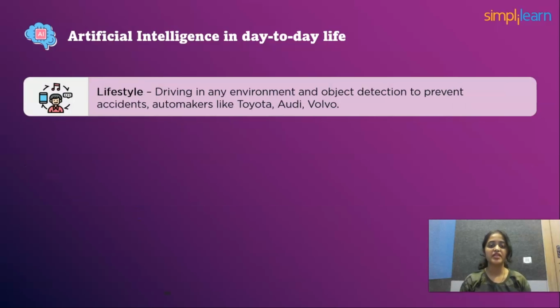Next comes lifestyle. When it comes to driving in any environment and object detection to prevent accidents, automakers like Toyota, Audi, Volvo, and Tesla use machine learning to train computers to think and evolve like people.